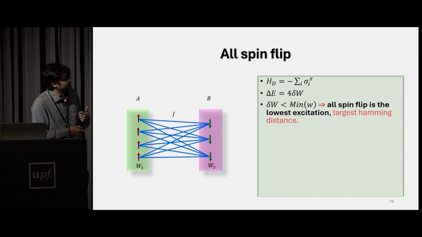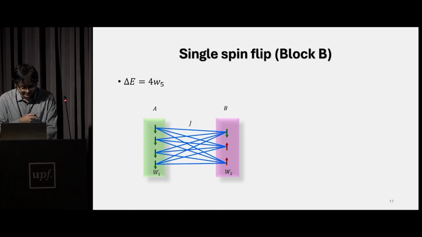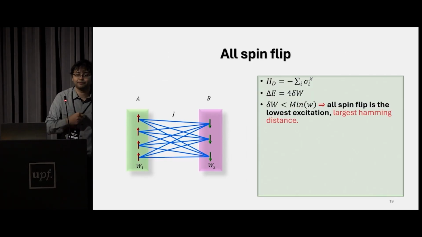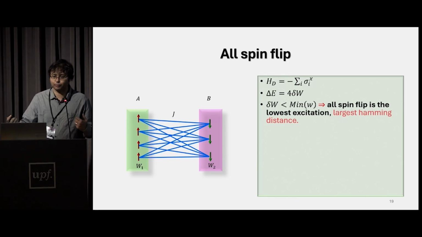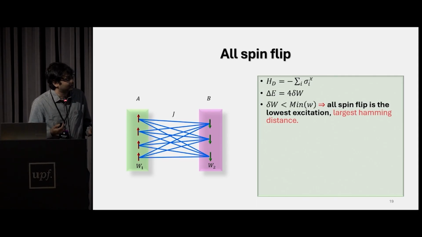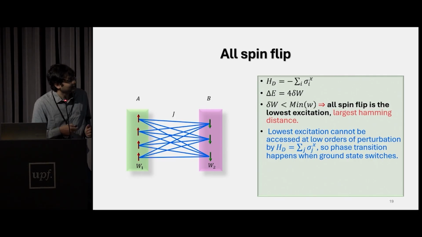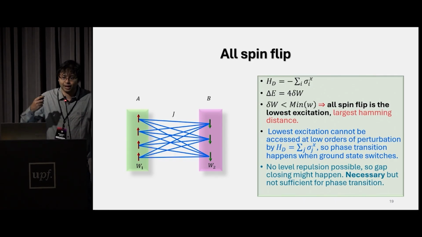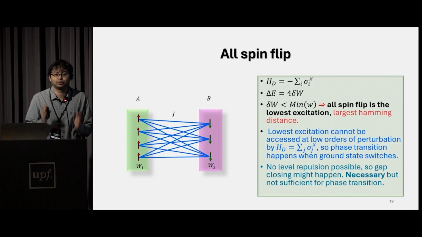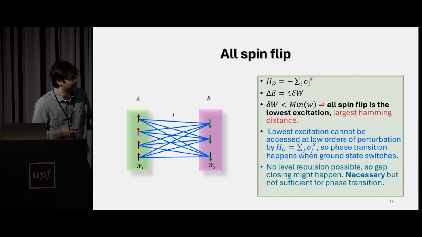There is a situation, if this difference is less than, let's say, in this particular situation, W5, then this becomes the first excited state. So the lowest energy cost will be flipping all the spins and not just flipping one spin. And this is essential to create a situation where you can have a phase transition, because then your lowest excitation cannot be accessed at low orders of perturbation theory, which means that the sigma x cannot access it. So if a situation arises that during your anneal, your ground and first excited state are switching, that will go through a phase transition. So that's the goal of this toy model.